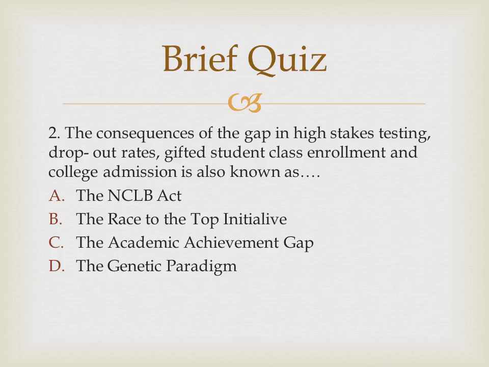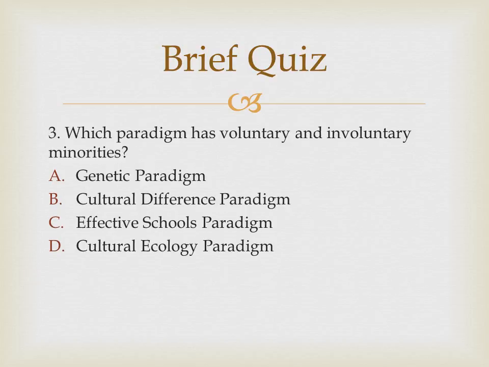Question number 2. The consequences of the gap in high-stakes testing, dropout rates, gifted student class enrollment, and college admission is also known as A, the No Child Left Behind Act, B, the Race to the Top initiative, C, the academic achievement gap, or D, the genetic paradigm. Question number 3. Which paradigm has voluntary and involuntary minorities? A, genetic paradigm, B, the cultural difference paradigm, C, the effective schools paradigm, or D, the cultural ecology paradigm.